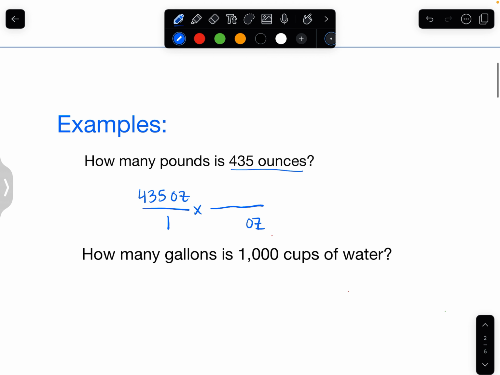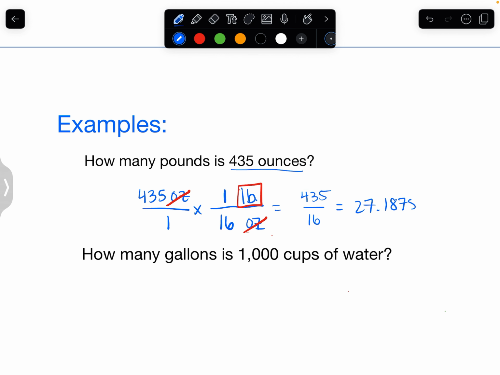So that means I'm going to have pounds on top. 1 pound is 16 ounces. So all I would have to do now is, when we have a unit in the numerator and denominator, that cancels. That's why our answer is going to be in terms of pounds. So I would get 435 over 16, which is 27.1875 pounds. Again, you may have done this in some of your science classes, but now we're going to be looking at every type of conversion you can think of.